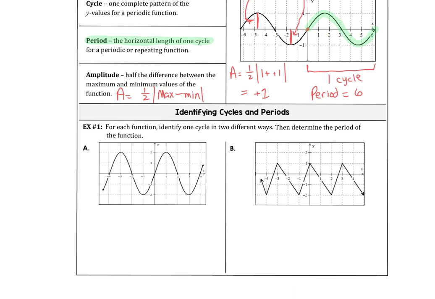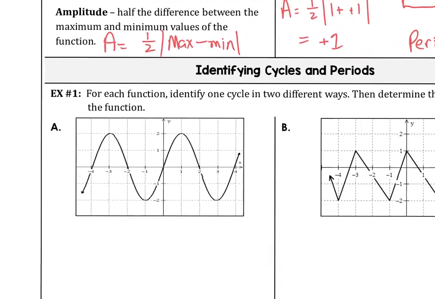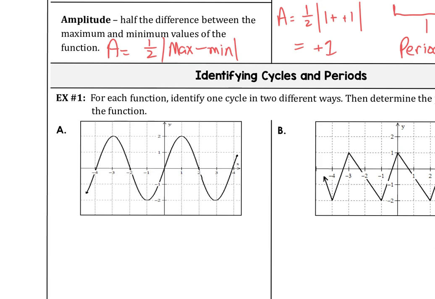If we look at example 1a, we have a function. They want us to identify one cycle in two different ways, which means we're just going to pick out two different starting points. And then we're going to identify what the period is. I'm going to start at the traditional origin, which is 0. So one cycle would be from 0, and it takes us all the way to 4 to get back to that starting point.